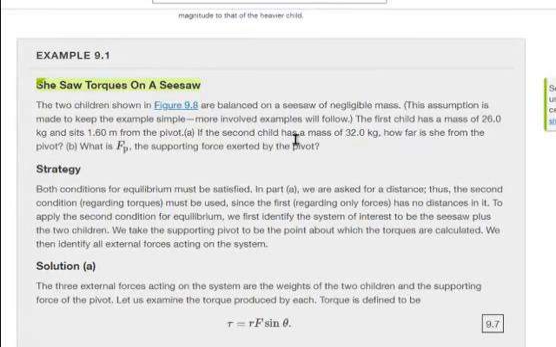So they said keep all the other numbers the same here. So the lighter child, 26.0 kilograms, sits 1.6 meters from the pivot. The second child has a mass of 32.0 kilograms. How far is she from the pivot?